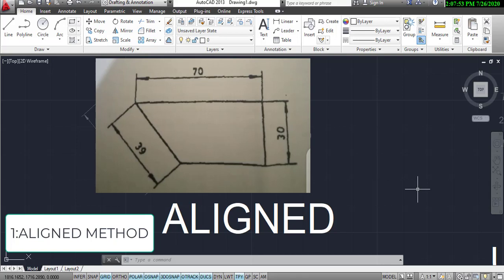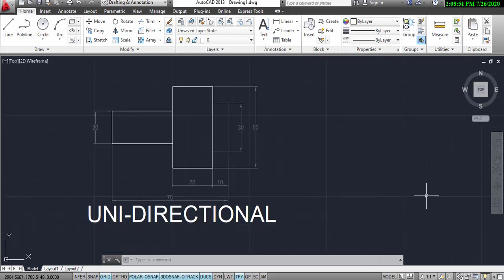Now, the second method is the unidirectional method. In this method, the dimensions should be indicated so that they can be read from the bottom of the drawing only. The non-horizontal dimension lines are interrupted, preferably in the middle for insertion of the dimensions. As you can see in this figure here, the vertical dimension lines are interrupted or broken to insert the dimension text. But also, as you can see, all the dimension text can be read from the bottom only.